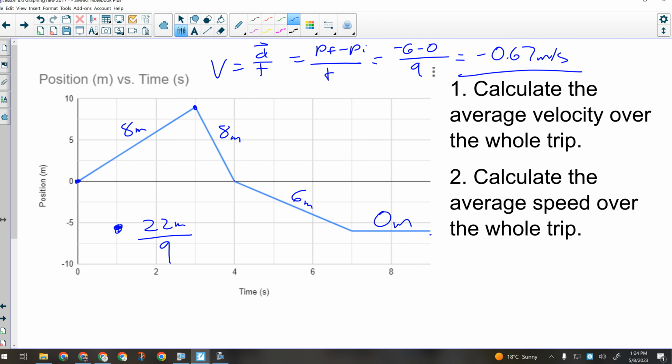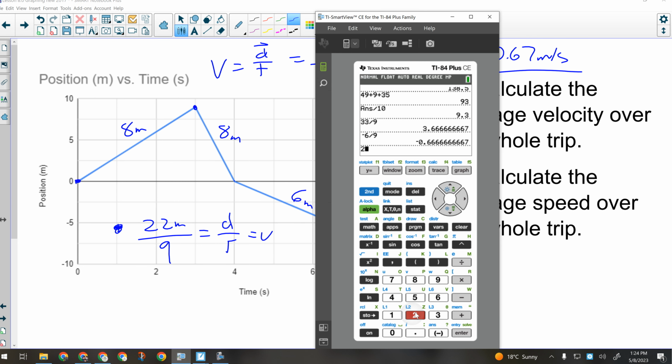That takes 9 seconds. So that's total distance divided by total time, which is calculating speed. 22 divided by 9, so we're looking at 2.4 meters per second as our average speed there. Questions on that one? Should you expect on your quiz tomorrow questions just like those two? Simple graphs, doing exactly the same thing.